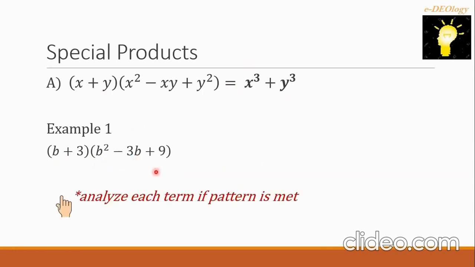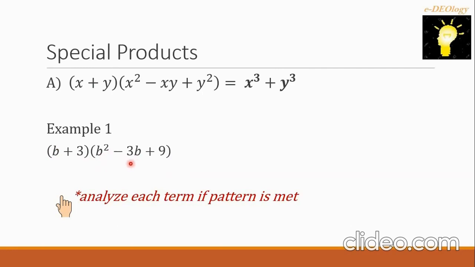First, let us analyze each term if the pattern is met. So there is no question with the binomial. We will simply check the trinomial part. The first term of the trinomial is b squared. It is simply the square of this b. So the first criterion is checked.